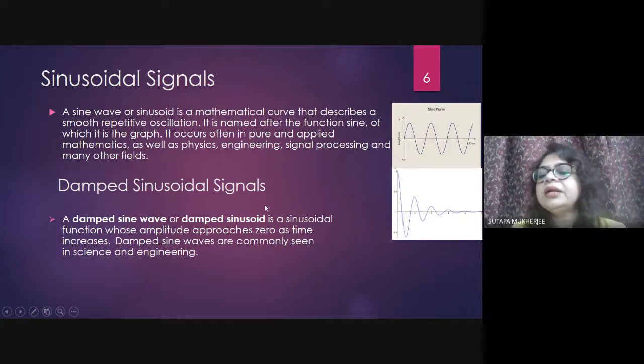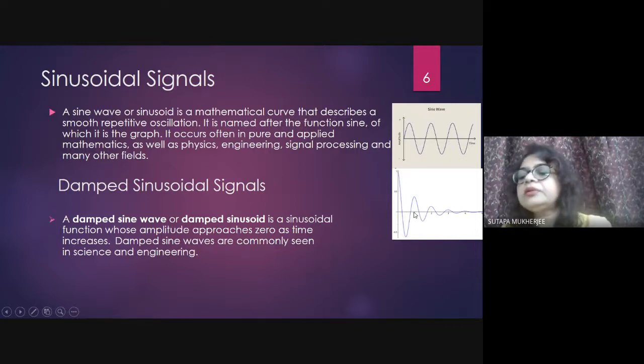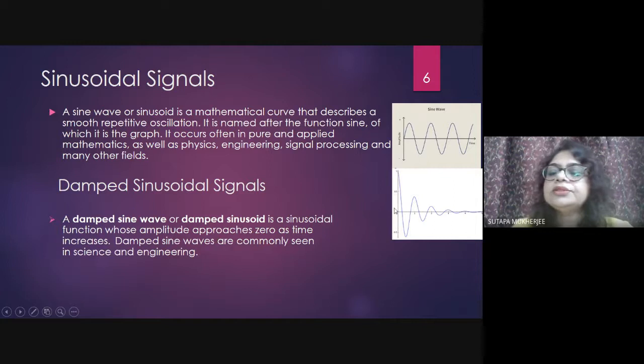So this is the damping signal. Already Abhishek has told that an exponential signal will be added with the sine wave. So if you add the exponential signal with the pure sine wave, then definitely the amplitude will decrease with the value of the exponential signal. Then you will be able to get the damped sinusoidal signal.